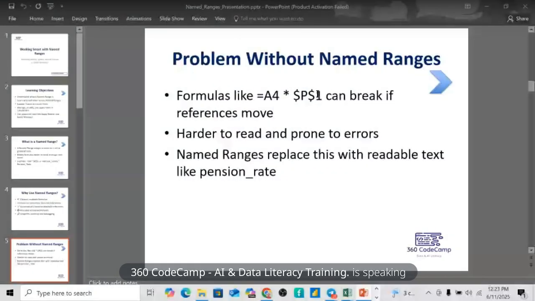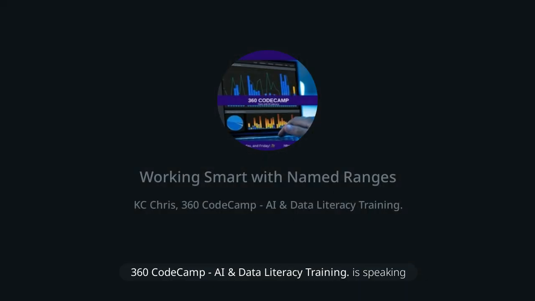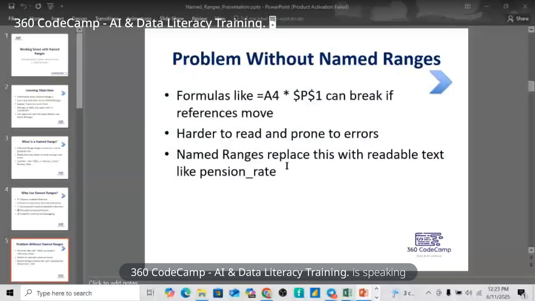Then it might be harder to read and prone to errors, just like I already explained that. Okay, then name ranges replace this with readable text. Instead of having this A4 times P1, you have something like pension rate times maybe annual salary or something like that. So it makes it more readable. I think I've already explained this area.